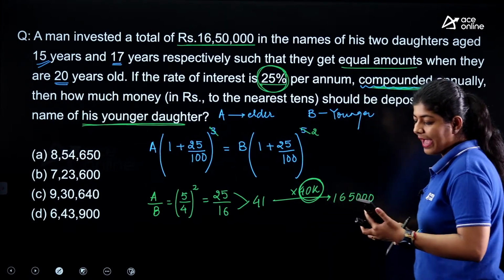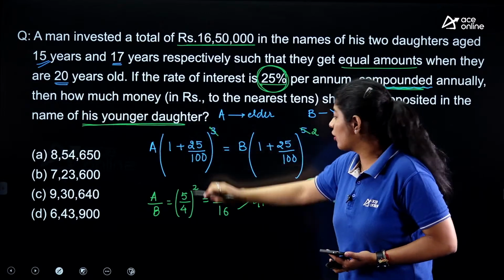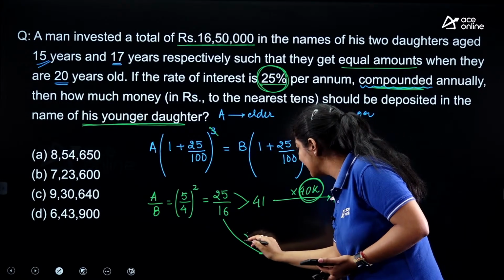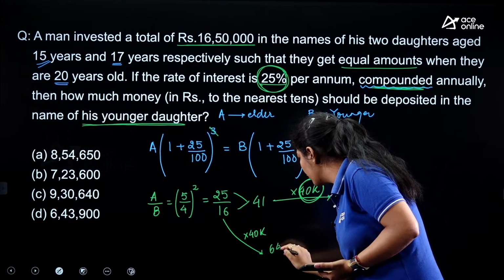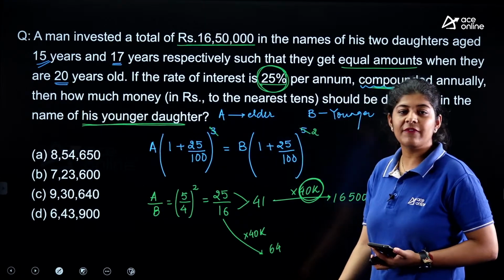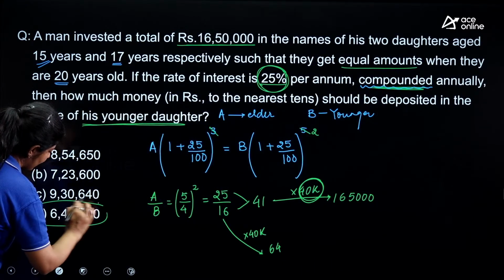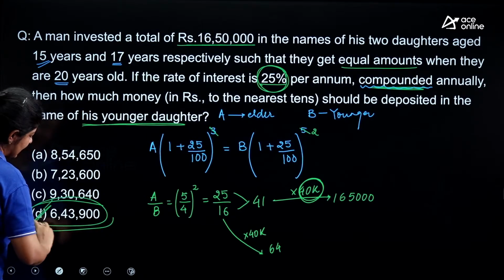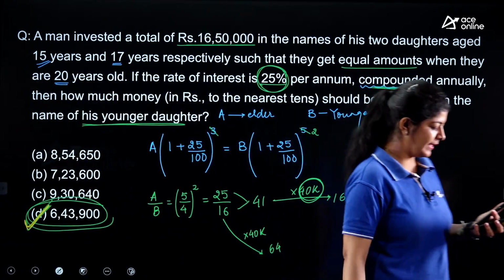Now what I have to do is find out the amount invested in the younger daughter. That is nothing but this, it is a multiple of 16 again into 40k. So it comes somewhere around 64. It comes somewhere around 64. That means the only option that we have is option D, 6,43,900. Option D is the correct one. The correct answer over here is option D.